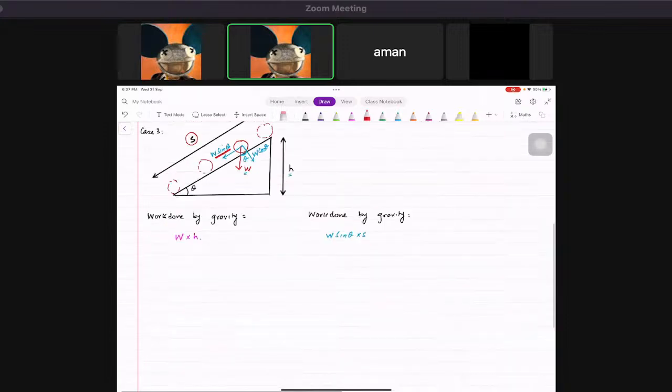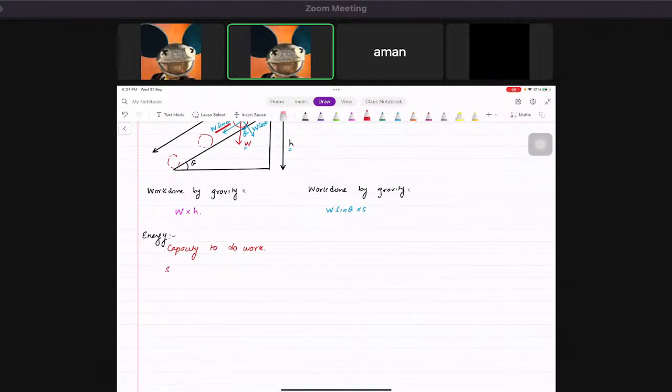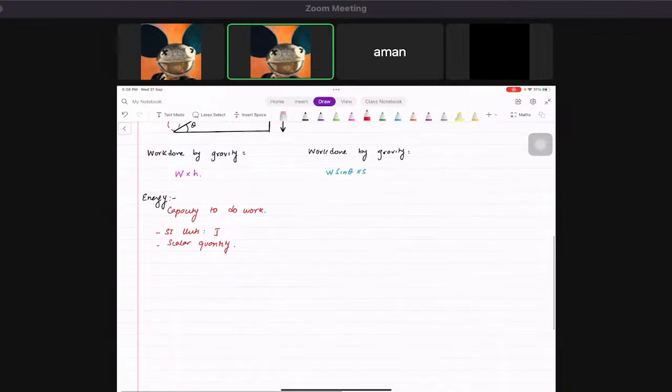Now, going to the next one, we're going to go towards energy. Energy is defined as the capacity to do work. Again, energy has the same units as work, and it is a scalar quantity as well.